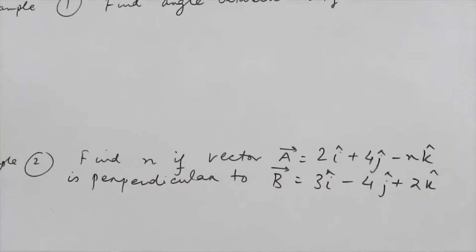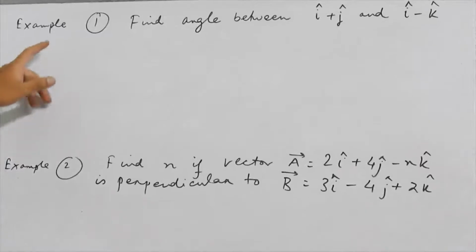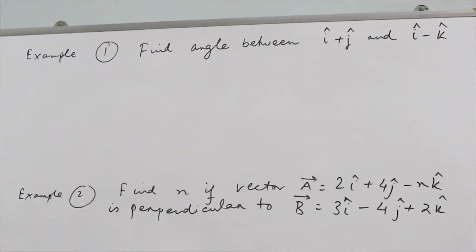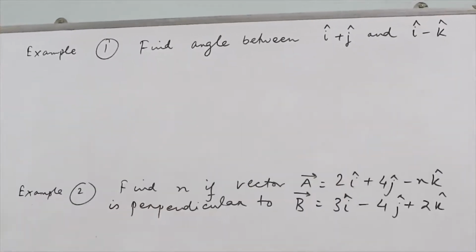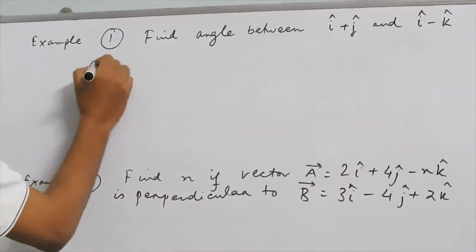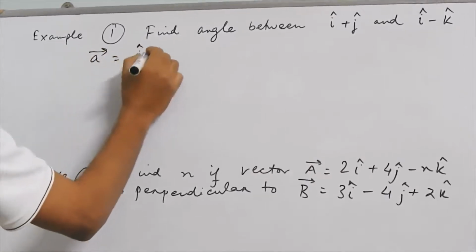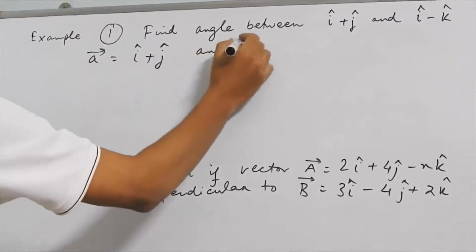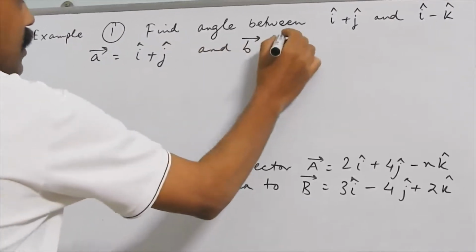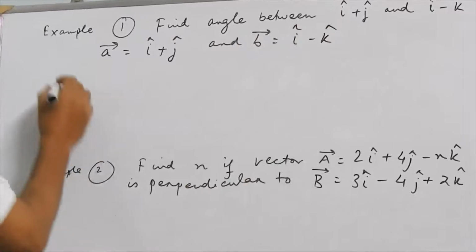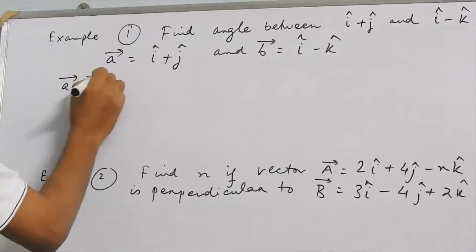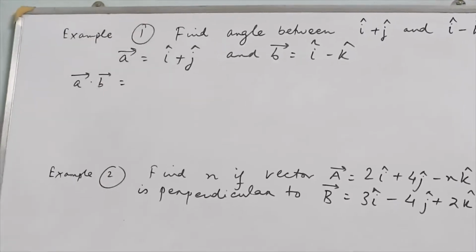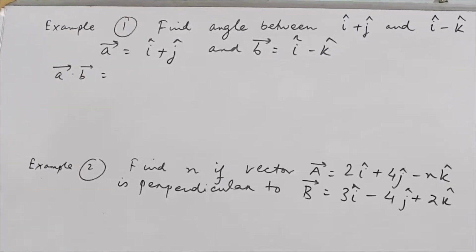Suppose we take two examples. The first example is you have to find the angle between these two vectors. The first vector is i hat plus j hat and the other vector is i hat minus k hat. So let me assume that A vector is i hat plus j hat and B vector is i hat minus k hat. So what is A dot B? A dot B is equal to the product of the components and their sum.